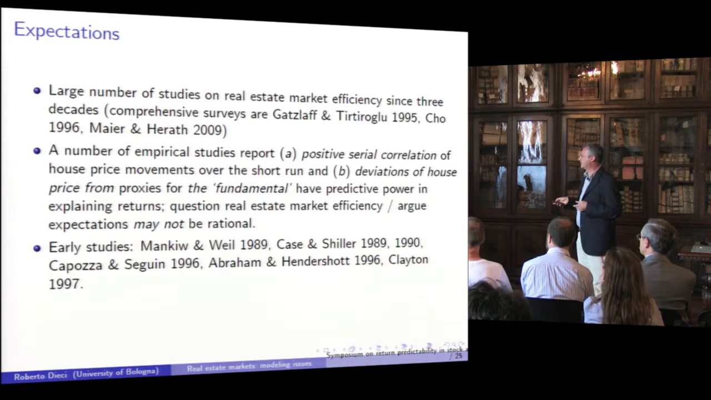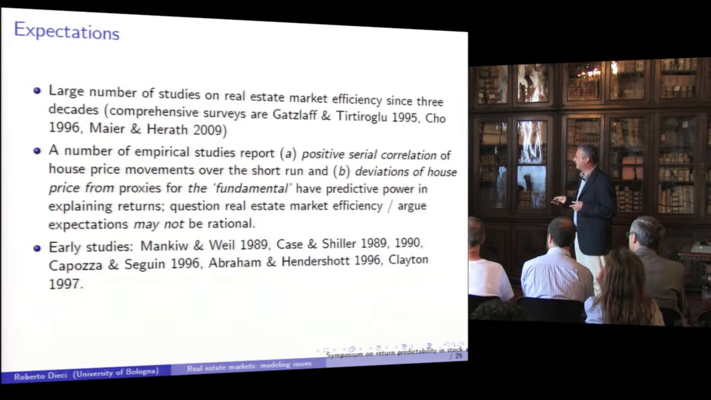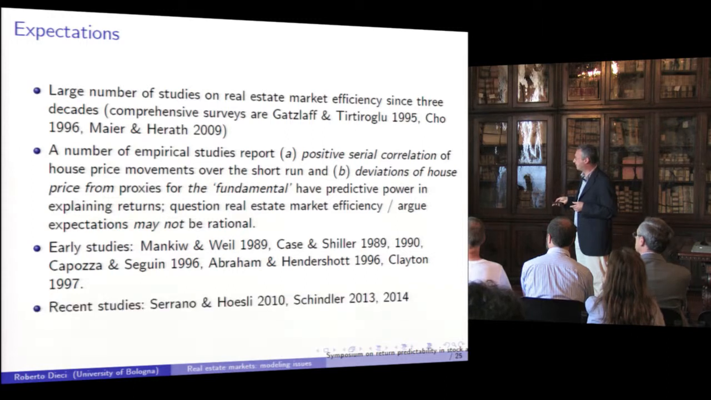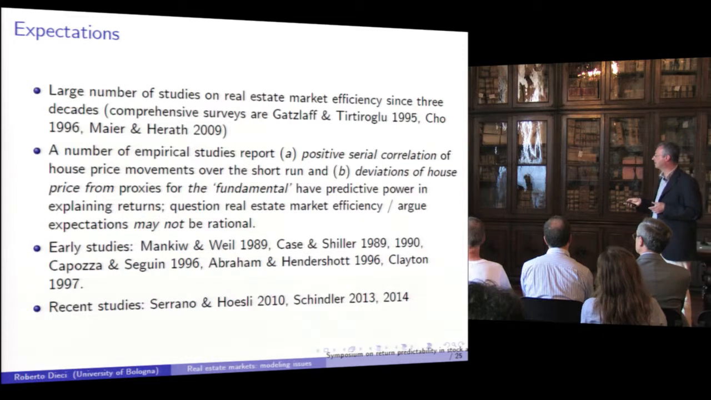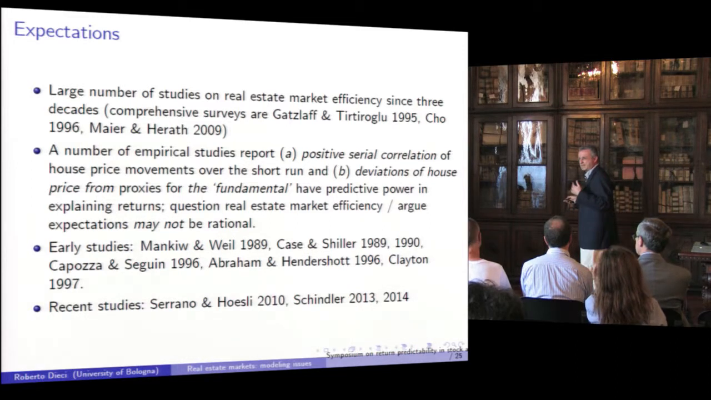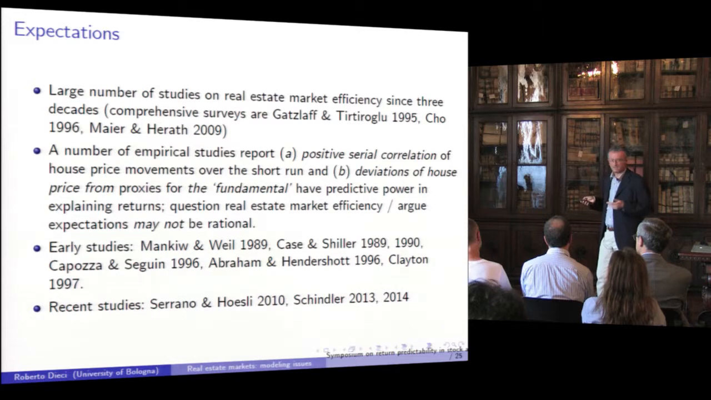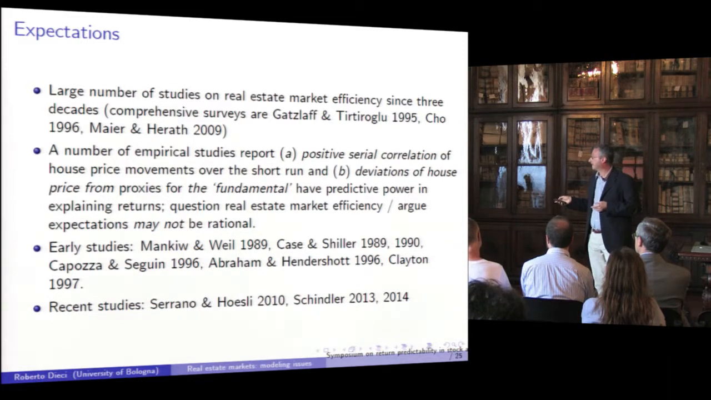Early studies in this direction are these. There is this work by Mankiw and Weil about the so-called baby boomers. And there is work by Case and Shiller and other work questioning real estate market efficiency. And there are also recent studies, for instance, this recent work by Schindler points out that in real estate markets, trading strategies based on moving averages could outperform simple buy and hold strategies, okay? This is the evidence provided by these papers.